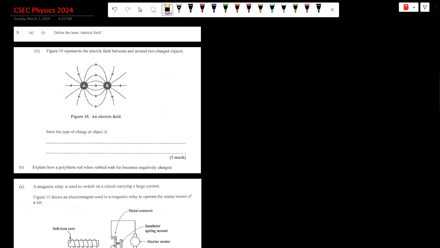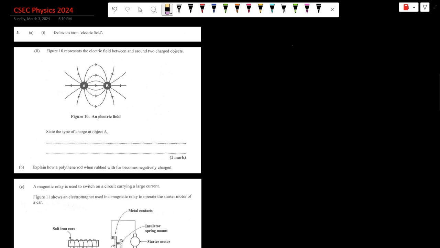With that we go into part 2 of the question. Part 2 says figure 10 represents the electric field between and around two charged objects. In figure 10 we have two charged objects, A and B, and we see the field lines and the field direction. The arrows point from A to B, and the question asks us to state the type of charge at object A. How do we use this diagram to deduce the type of charge at A?